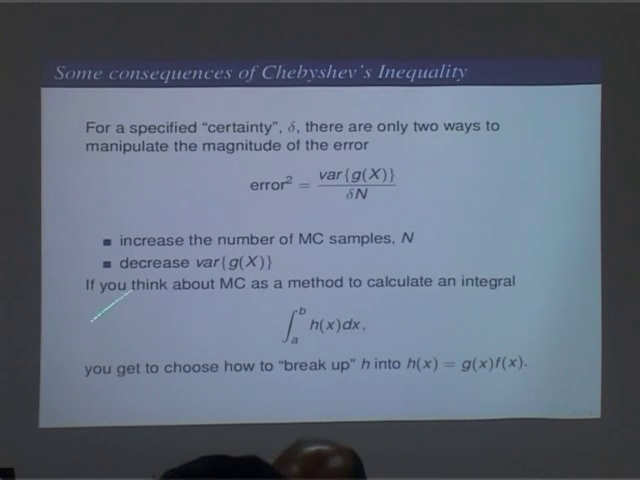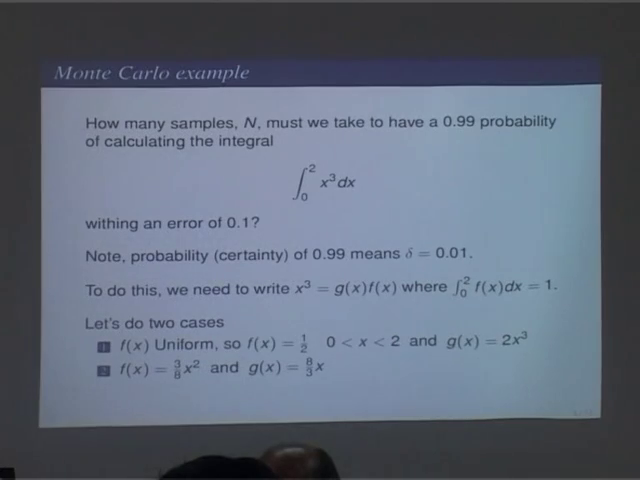But again, we just want to think about going back to a generic integral. So I have this 1D integral, and I can choose how I'm going to break it up into a product of two functions, and one of those functions is going to be a probability density that I'm going to sample from. Say I want to integrate x cubed. Of course, there's no reason to do this with Monte Carlo. But say this is what we want to do, and we want an estimate of this integral accurate to within an error of 0.1, with a probability that our estimator might exceed that error of 0.01.